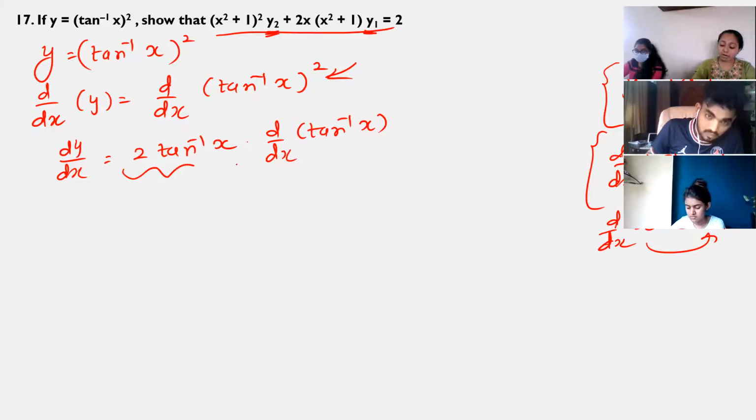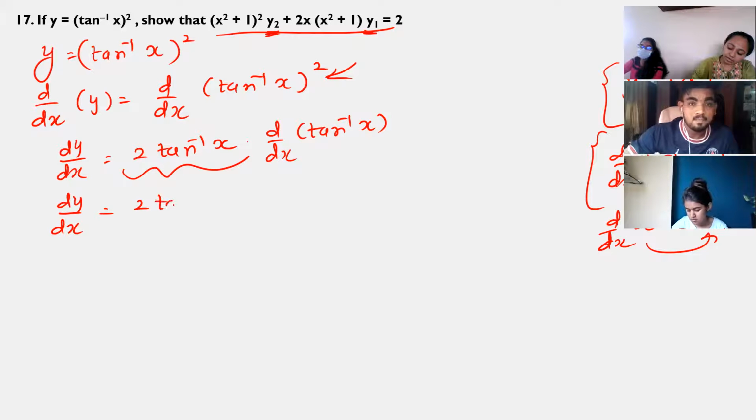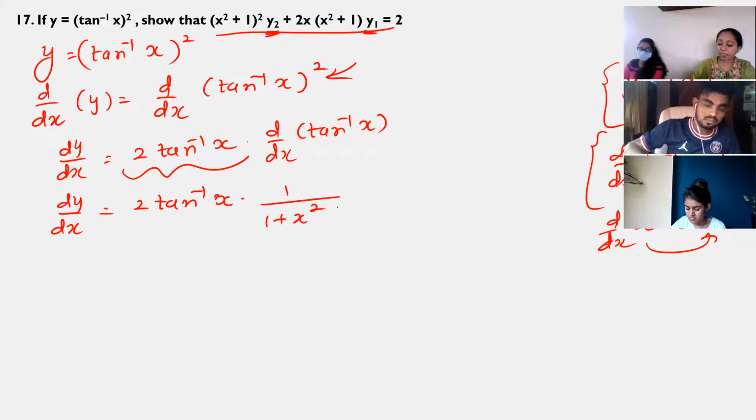Whatever we did, this part is nothing but the power part. What about the function itself? So again, the function should be differentiated. So dy by dx is equal to 2 tan inverse x into, this one we know, just now I have written over here, tan inverse x derivative is 1 plus x square. So this is our dy by dx.